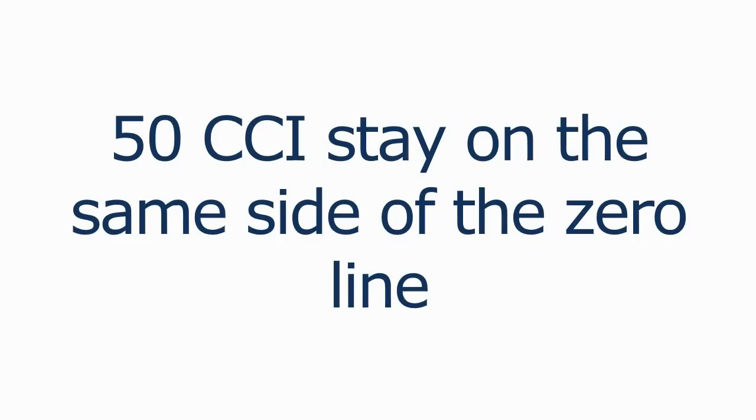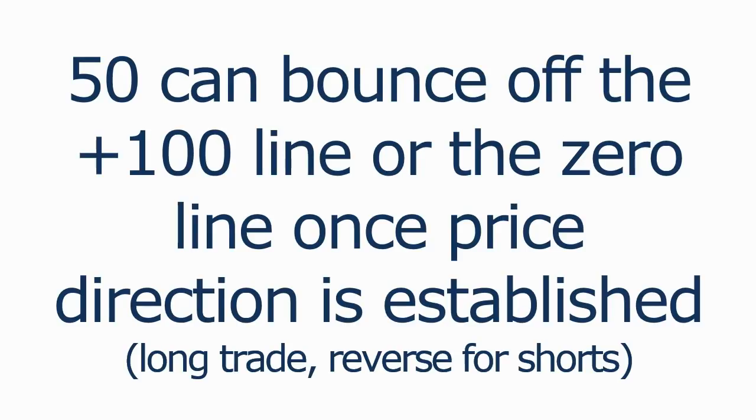So what we're looking for in a pullback trade are a few things. We have to see the 50 CCI stay on the same side of the zero line. So if it crosses, we have to revert back to the original trend change rules. The 50 can bounce off of the 100 line or the zero line once our price direction is established. And that's for a long trade. We want to reverse that for shorts.